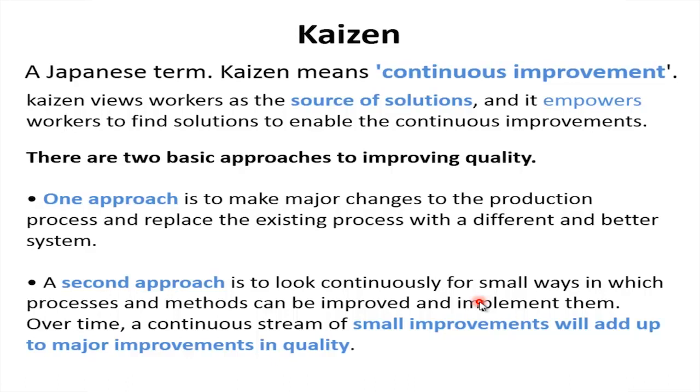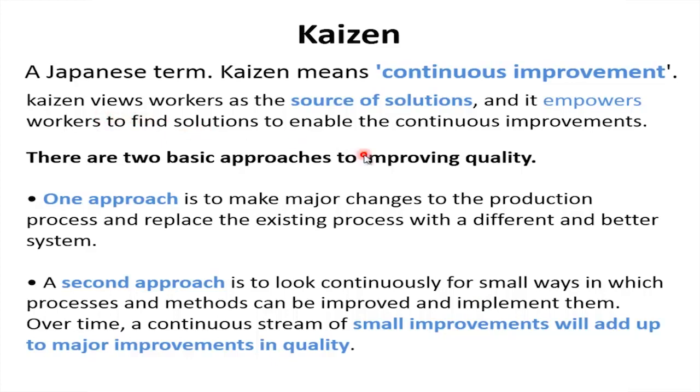Kaizen. Kaizen is a Japanese term. It means continuous improvement. So there should not be any backward integration. Everything should be continuous. The improvement has to be continuous.